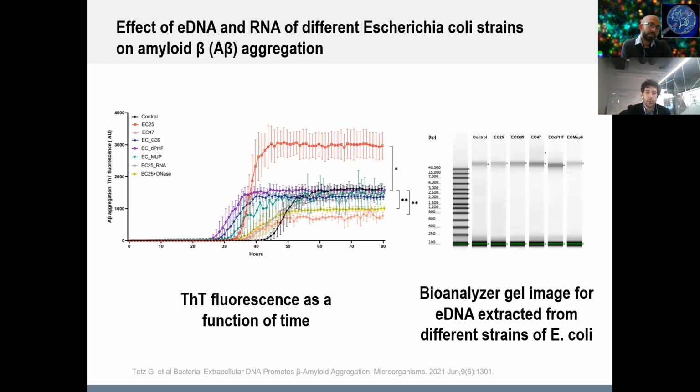And we used two probes as a control. One of them is the gray one, EC25, which is RNA isolated from EC25. So we tried to evaluate whether or not RNA could participate in this process. And the light green or light yellow, the lowest one, is EC25 plus DNase. That means it was extracellular DNA that was treated with DNase in order to see whether or not the oligonucleotides per se could contribute to protein misfolding.